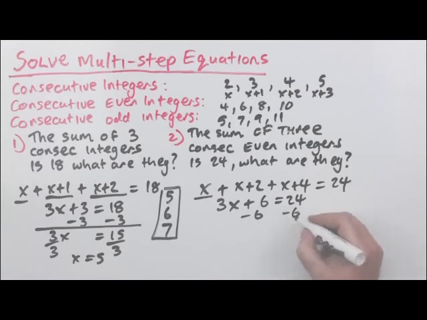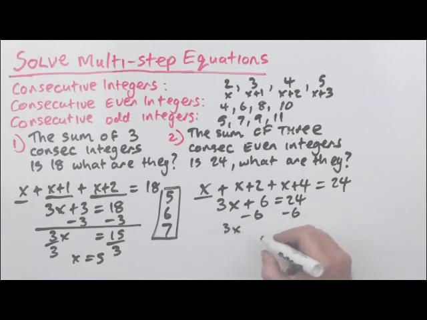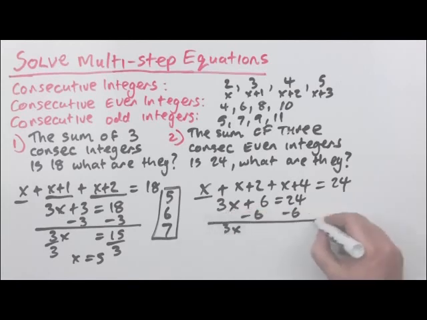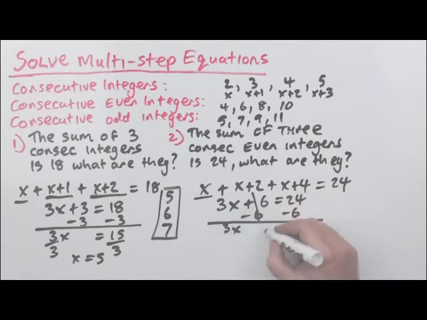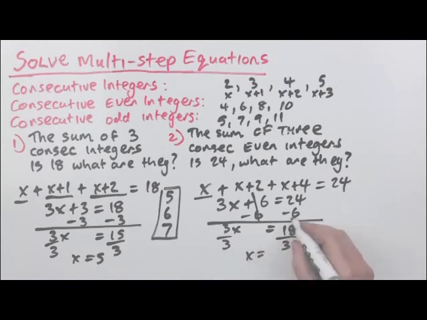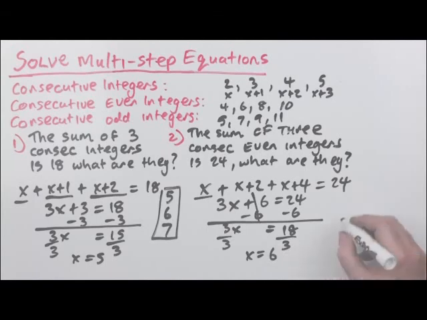Of course, I subtract 6 from both sides, so that's 3x. Draw a line, so that cancels out, and it's equal to 18. Divide by 3, so x is equal to 6. So the first number is 6, and because they're even, then it goes 8 and 10. That's 3 consecutive even integers that add to 24.